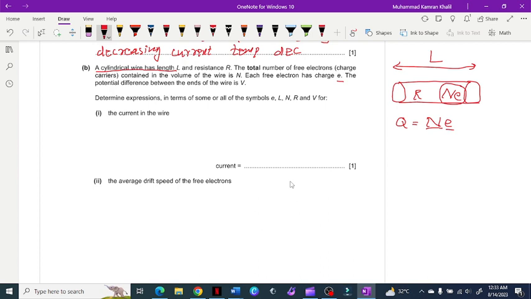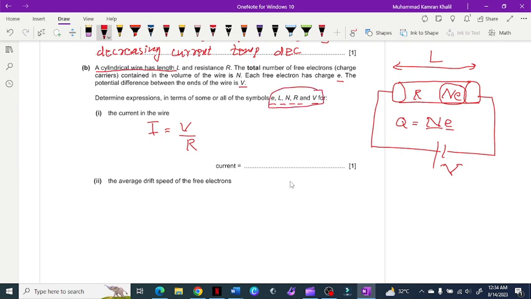The potential difference between the ends of the wire is V. So the voltage across the wire is represented by capital V, and we will differentiate that because we require the velocity as well in this expression. Now he is saying to determine the expression in terms of some or all of the symbols. So write down the expression for the current. Simple, I equals V over R. We will not use any other symbol except the symbols given: e, L, N, R and V. So I equals V over R.